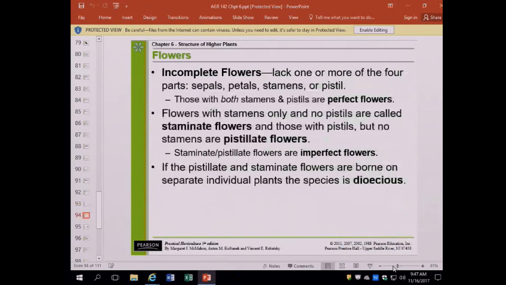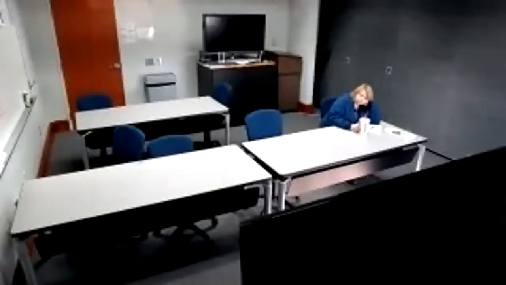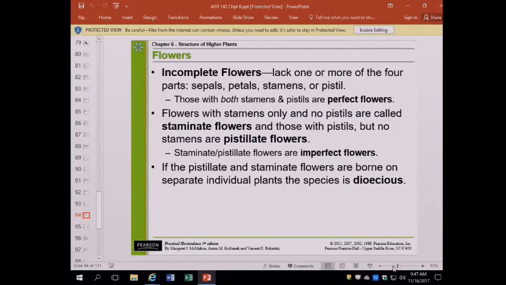Now, that was a discussion as we talk about complete flowers. We also have a group of plants that have what we call incomplete flowers. And an incomplete flower is going to lack one or more of the 4 parts that we just discussed. It's going to lack the petals, the sepals, the stamen, or the pistil. And those flowers that have both pistils and stamens are referred to as perfect flowers. In other words, it has everything that's needed to perform the fertilization.